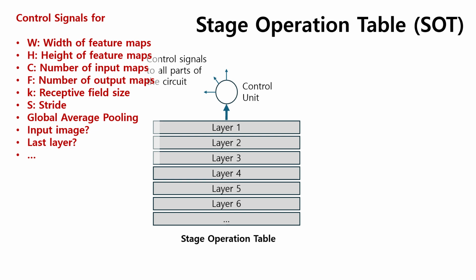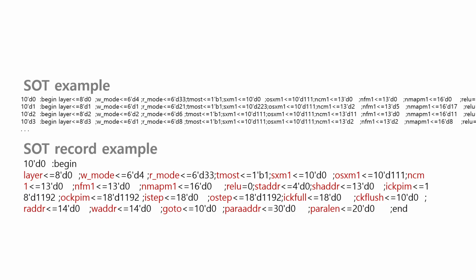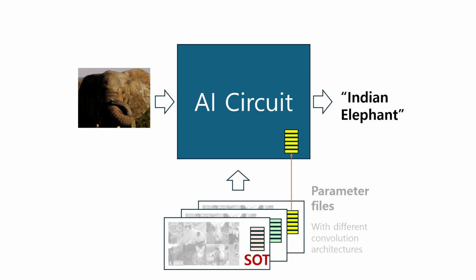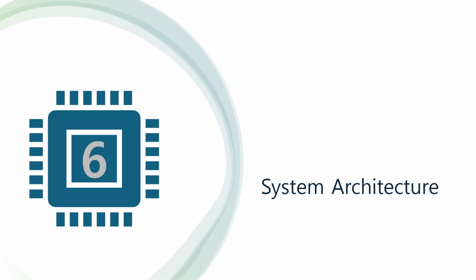The control signals are defined on a per-layer basis, and the entire control data is called the Stage Operation Table, SOT. This SOT defines the architecture of the convolution algorithm, and by changing the contents of this table, multiple different convolution algorithms can be computed with the same hardware circuit. This SOT table is not only programmable, but is also loaded into the hardware just before computation, along with the parameter file. Therefore, there is no limit to the number of convolution algorithms that can be computed, and it provides a general-purpose architecture that can compute various algorithms depending on the contents of the parameter file.